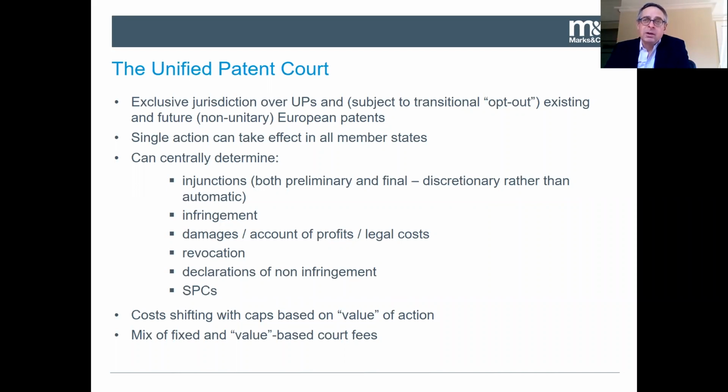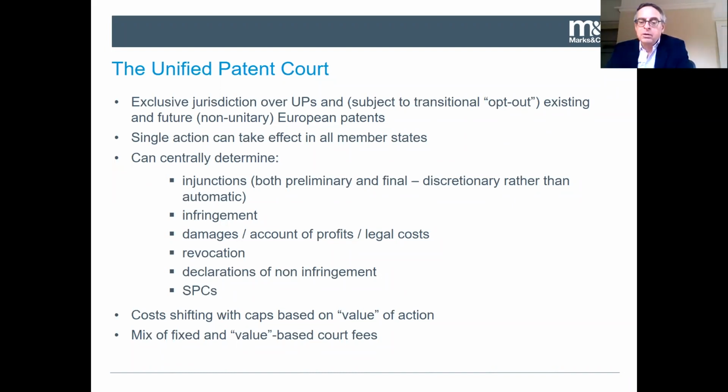And these can be quite significant. The starting point is that for infringement actions, the court fee will be 11,000 euros as a fixed fee, but then there is a value-based fee which could range, for example, to an additional 4,000 euros if the action was valued at 1 million euros, or for the most expensive or the most high value actions, 50 million or over 50 million euros in value, the court fee could reach 325,000 euros. So court fees can be very significant in high value actions.